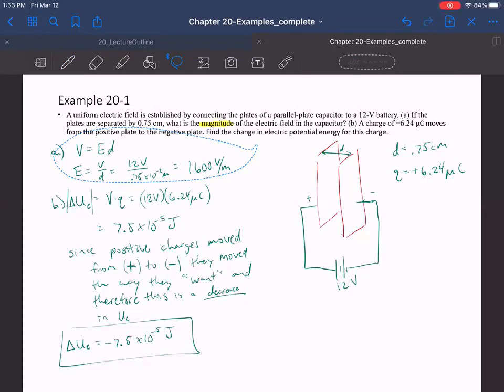Any questions on that one? No, and that's how you would hook up a capacitor to charge it. That's a little picture of a battery, that 12 volts, which we'll learn when we do circuits later.